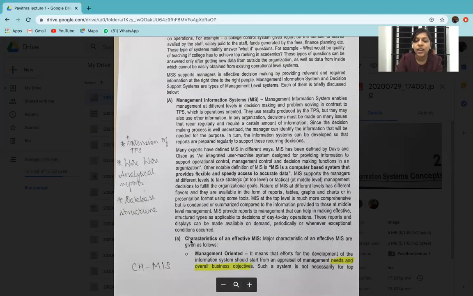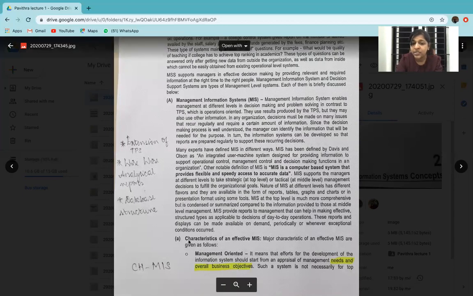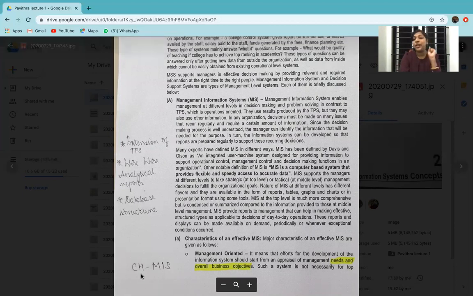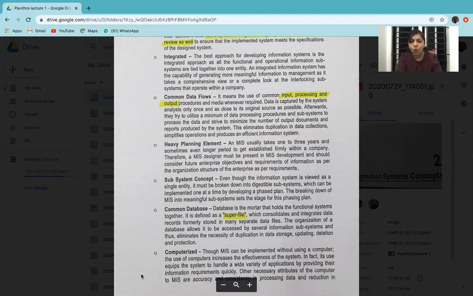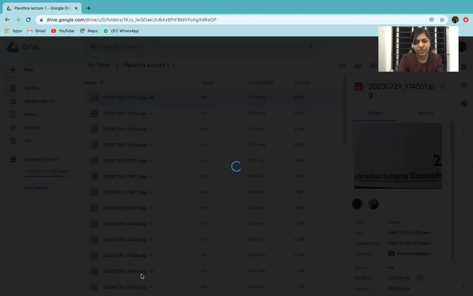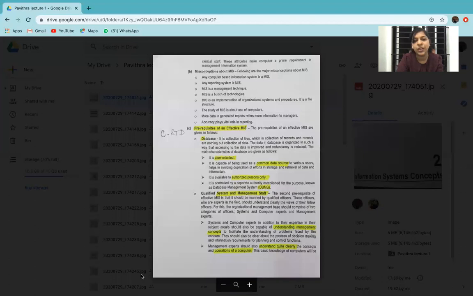So what are the characteristics of an effective MIS? It is already in the question. CHMIS. C stands for common database, common data flow. H stands for heavy planning element. M stands for management oriented, management directed. I stands for integrated, and S stands for subsystem concepts.